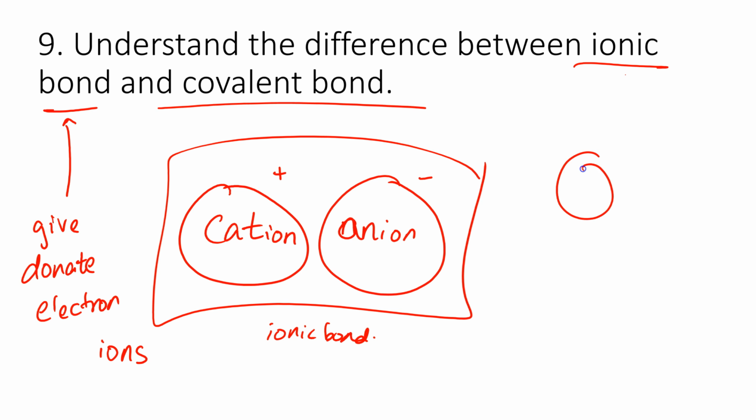Sometimes atoms will want to share electrons. They share electrons by putting the electron in the middle. That is going to create a covalent bond. So a covalent bond is the sharing of electrons.